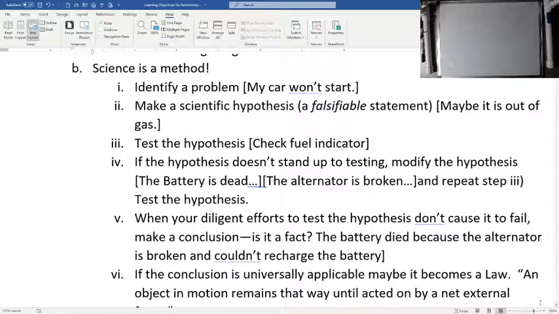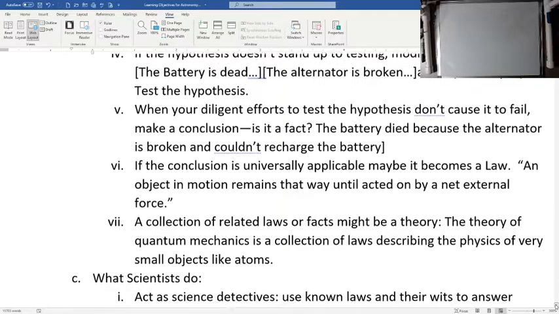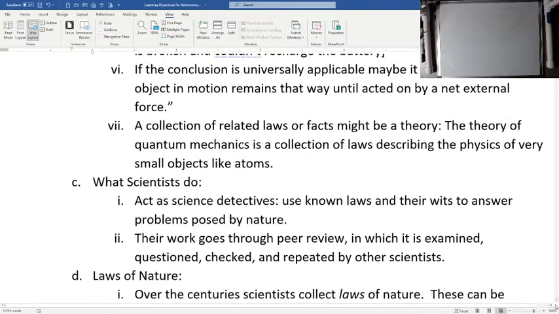In any case, if it's highfalutin stuff, if the conclusion is universally applicable, it might become a law, like an object in motion remains that way until acted on by a net external force. That's Newton's first law, right? Or it's a simplified version of Newton's first law. And until we find an exception for that, we just accept it eventually. And it might become called a law. A collection of related laws or facts. A fact is just another successful hypothesis, or we deem it as a fact once it's been tested enough times.